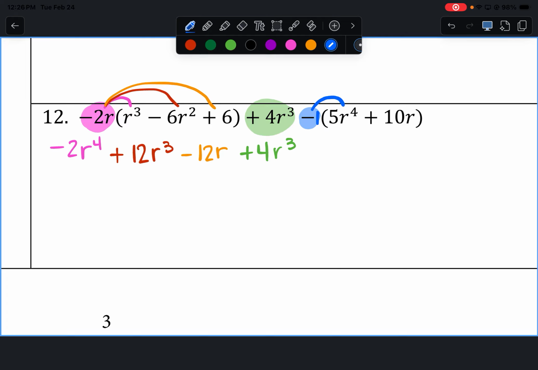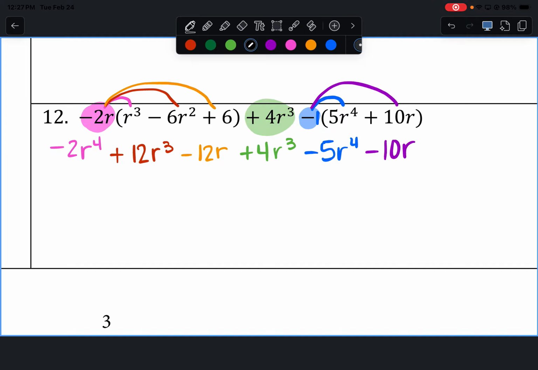So what's negative 1 times 5r to the fourth? Negative 5r to the 4th. Okay, then what is negative 1 times 10r? Negative 10r. So to put this in standard form, what do I need to do first? Combine like terms.